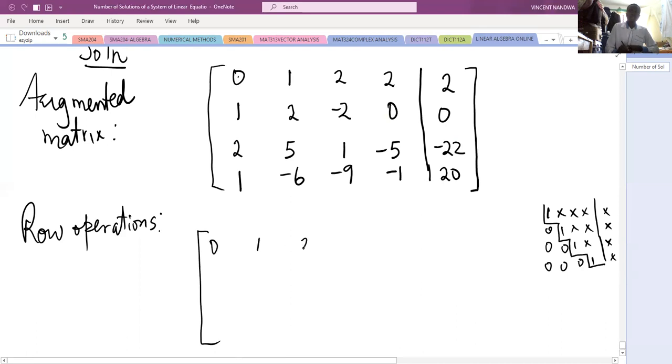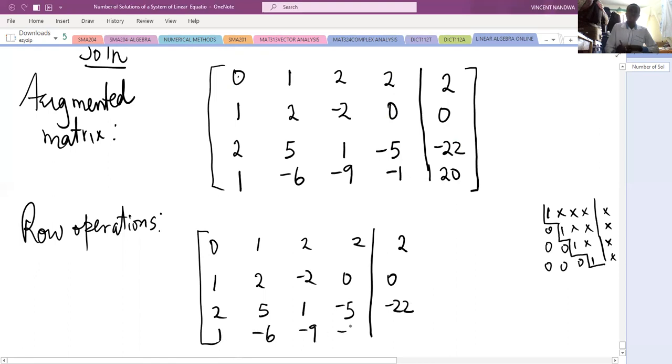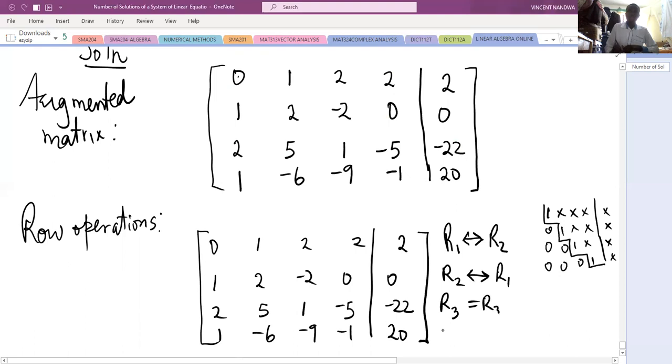So we write 0, 1, 2, 2, 2, and then 1, 2, minus 2, 0, 0, 2, 5, 1, minus 5, minus 22, 1, minus 6, minus 9, minus 1, 20. So we say row 1 is interchanged with row 2, and row 2 with row 1, and let's keep row 3 as row 3, row 4 as row 4. That's what we do as our first step in row operation.